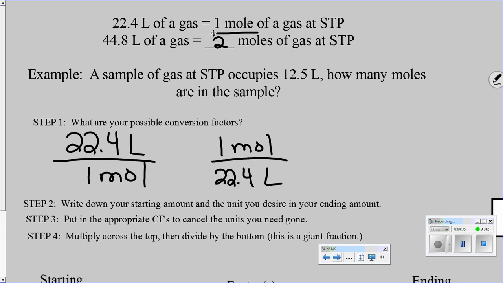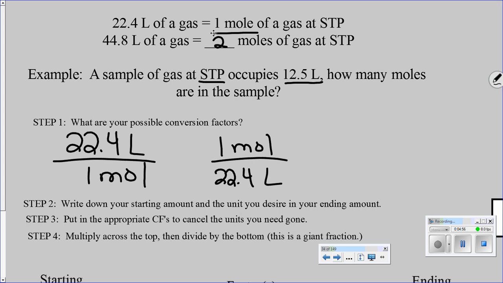Now, these are condition dependent, but in this particular course, we just stick to STP. So in the future, you might have to do calculations where that's not the case, but for our purposes, we stick with STP. So we have a sample of gas at STP, which means that relationship will be useful to us, occupying 12.5 liters.